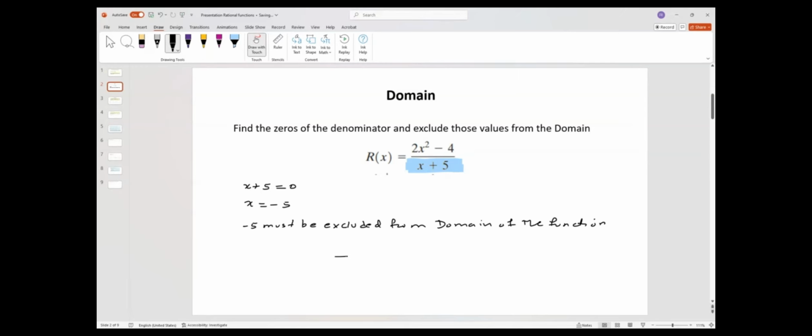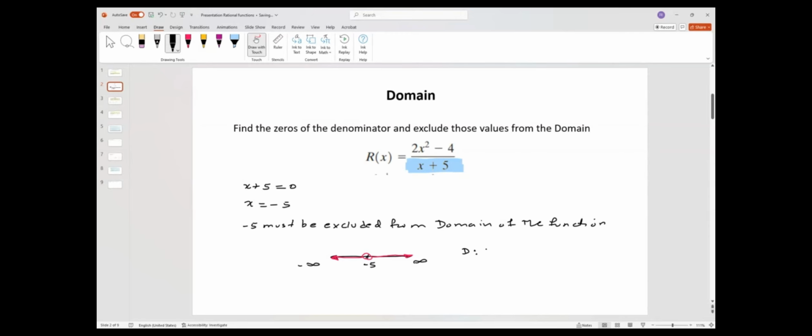That means if we have a number line, just to visualize, we have here -5. At -5, you will have a discontinuity in the domain. All the numbers to the right of -5 will be in the domain of the function. All the numbers to the left of -5 are in the domain of the function. So the only number that is not in the domain is -5.